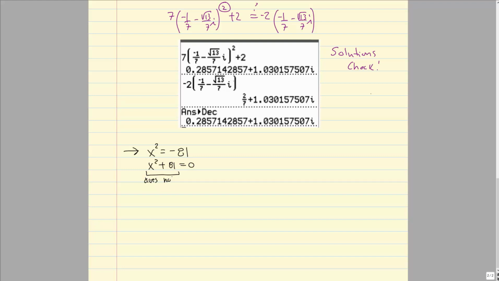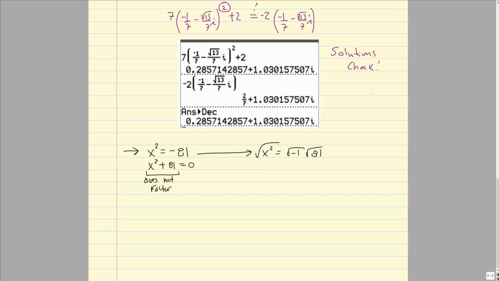And because it does not factor, I would have to use something like the quadratic formula with this. But one thing I do notice is that both sides are perfect squares. So I could rewrite the left side, or just keep it as x squared, and then rewrite the right side as root negative 1 root 81.